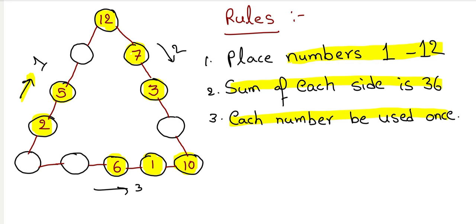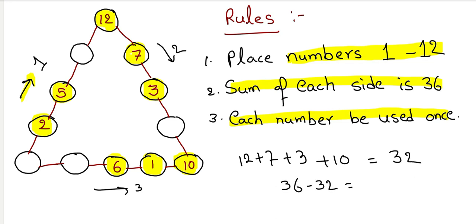Okay, so let us start solving this. According to the given condition 2, the sum should be 36. So 12 plus 7 plus 3 plus 10 inside side 2 is equal to 12 plus 7 is 19, 19 plus 3 is 22, 22 plus 10 is 32. So the total sum should be 36, 36 minus 32 is equal to 4. So the unknown number inside side 2 is 4.